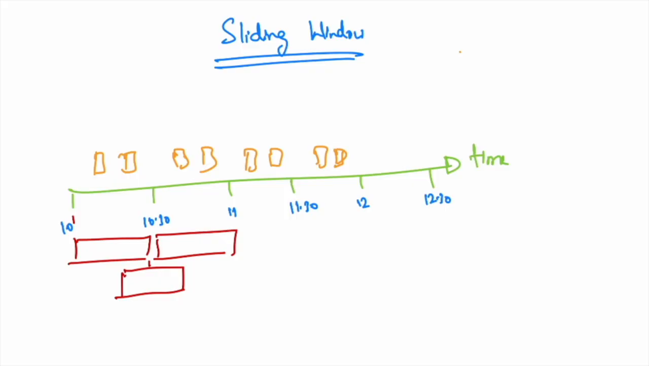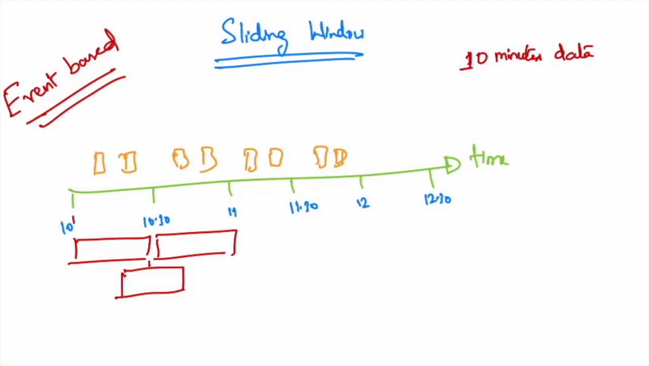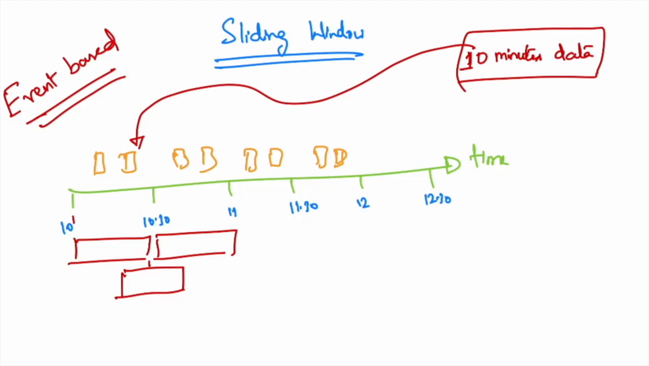But in the case of a sliding window, it is all event based. Let's say I want to capture the last 10 minutes of data. Now, this 10 minutes will start from the event. For example, this event is there. The moment this event comes, the last 10 minutes of data will be captured. And then this event comes, the last 10 minutes starts from here. Similarly, this. So this is all event based. That's why it's a sliding window. It's based on an event.